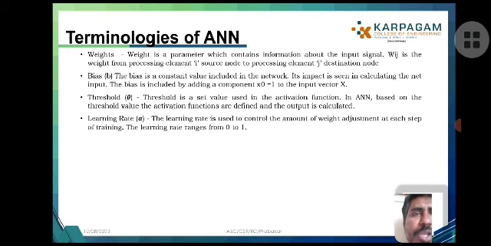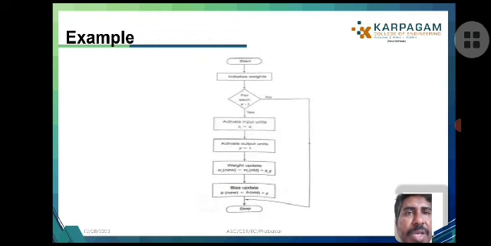And threshold. Threshold is a set value used in the activation function in ANN. Based on the threshold value, the activation function is defined and the output is calculated. Learning rate is used to control the amount of weight adjustment at each step. In training, the learning rate ranges from 0 to 1. So all these terminologies are concepts we use in ANN.